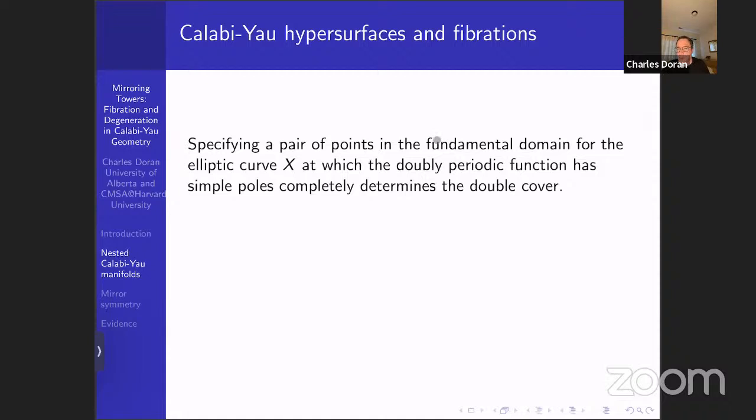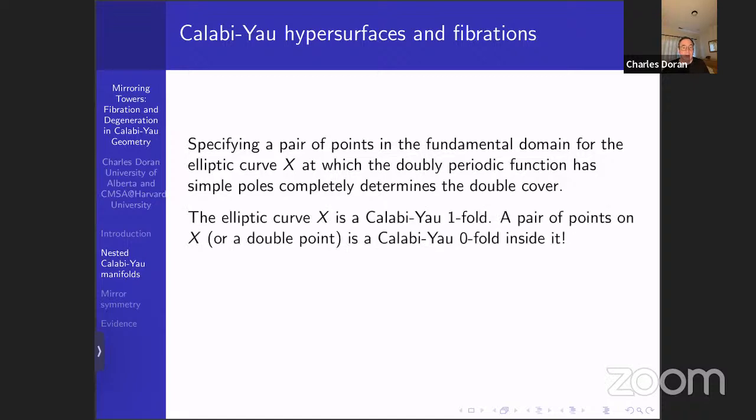The fiber over infinity is a pair of points on the elliptic curve. So what is that? That's specifying the pole behavior of your sinus amplitudinis. So specifying a pair of points in the fundamental domain for the elliptic curve at which the doubly periodic function has simple poles completely determines the sinus amplitudinis function among doubly periodic functions, and hence the double cover.